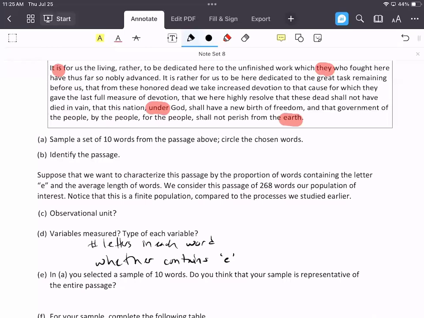The first one, does it make sense to do arithmetic operations on it? If you have one word that has 5 letters, one word that has 1 letter, another word that has 2, could you add those numbers of letters up and get an average? Yes. This is quantitative. Whether it has an E, yes or no, is categorical binary.